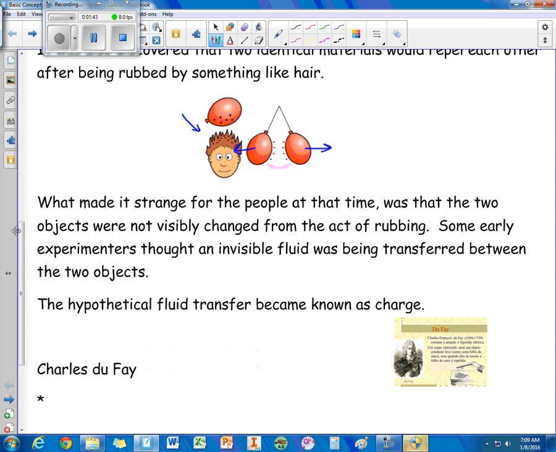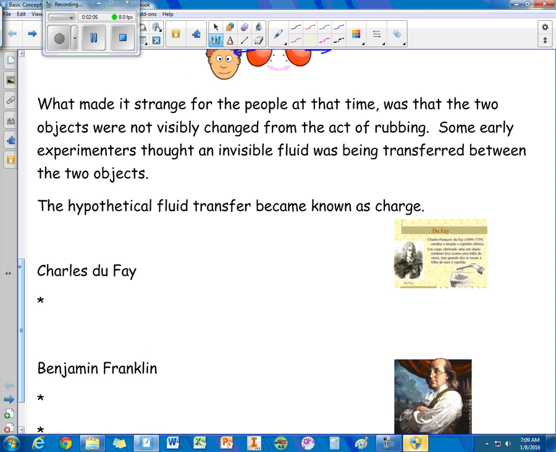Now, what made this strange for the people at that time was that these objects are not visibly changed because of rubbing them against something. So what early scientists thought was that there must be an invisible fluid that's being transferred between the two objects, and they called that hypothetical fluid charge.